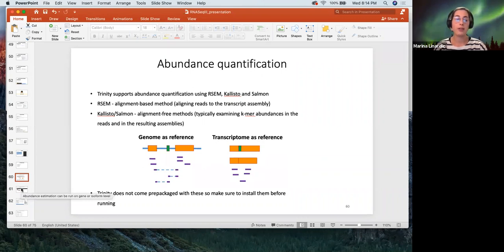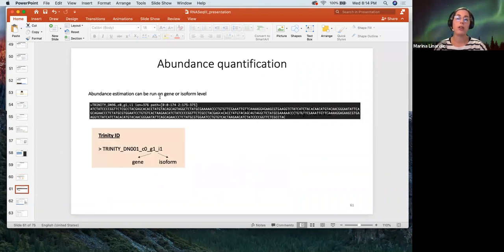So the abundance quantification can work on 2 levels. It can be run on gene and on isoform level. If you remember our Trinity FASTA file, we have our gene and our isoform level, so we can get information about the abundance for both.